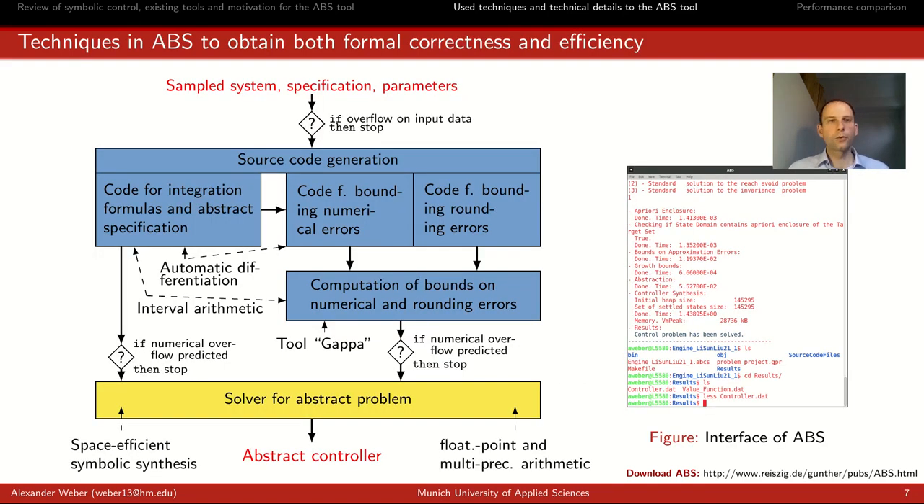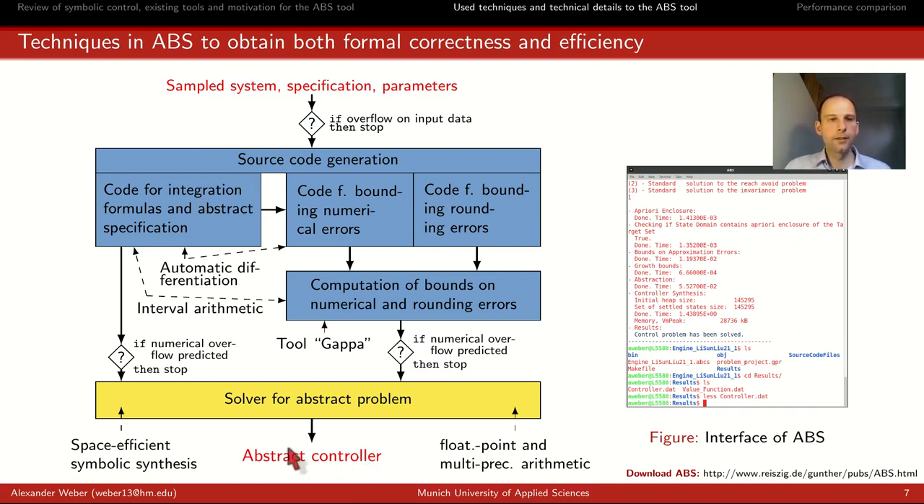Okay, now to some techniques used in ABS, or to the general structure of ABS. So, roughly speaking, ABS can be subdivided into four parts. First, we have the user input, and in the end, ABS returns on success the abstract controller.